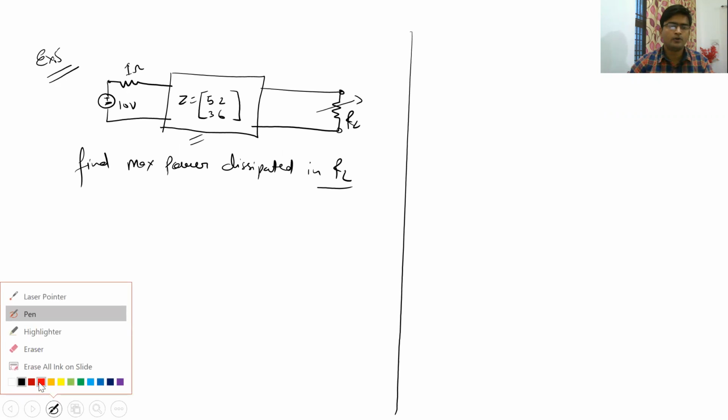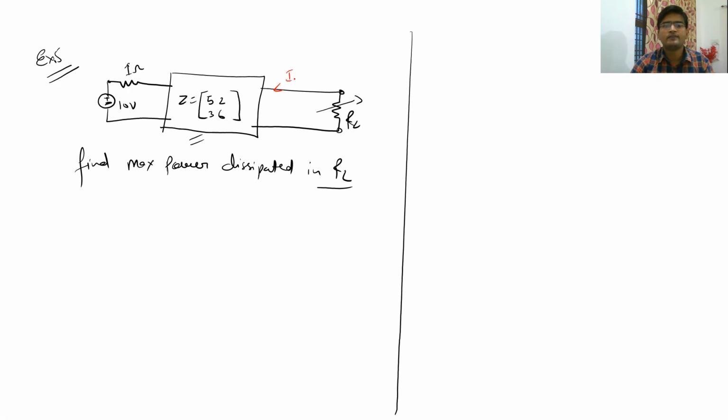So what to do? Let us write some standard notations here, right? So how to calculate the value of RL so that maximum power will be dissipated in it. So obviously you have Z parameter given, and only one thing comes to mind, that you have to draw the equivalent circuit and then find the Thevenin or Norton equivalent of the circuit. I think it will be easier for us to calculate the Thevenin equivalent of this circuit, because Z parameter networks are series networks, right?